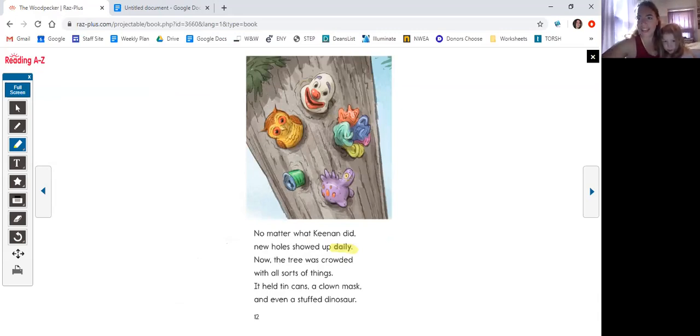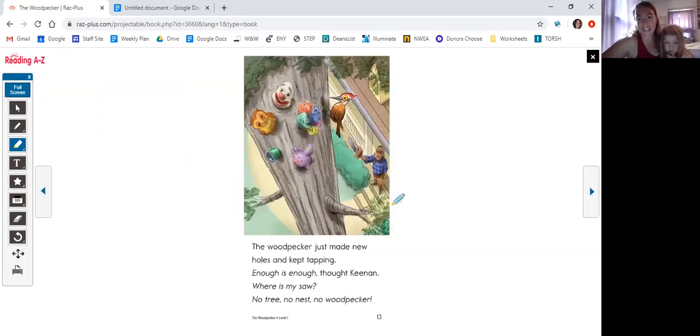Good. What are some of the things that Kenan put in the tree? Pause your video and answer that question now. In the story, I read that Kenan put tin cans, a clown mask, and even a stuffed dinosaur in the tree. Good text evidence for that one, my friend. Nice job. Friends, did this solve Kenan's problem?